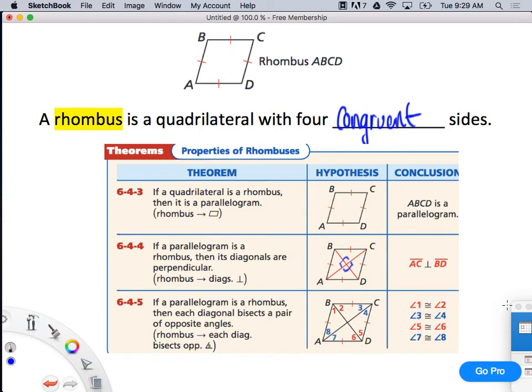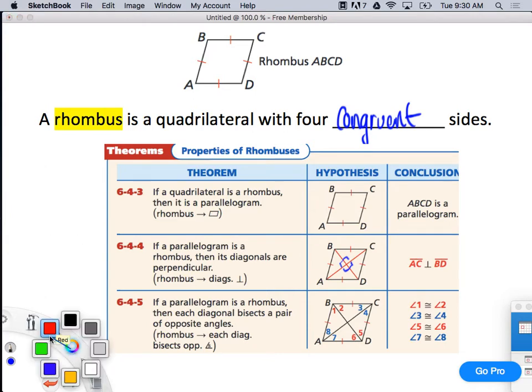Next, Randy, why don't you read that one for us? "6-4-5. If a parallelogram is a rhombus, then each diagonal bisects a pair of opposite angles." Okay, good. The diagonals are what type of bisectors? Angle bisectors. The diagonals bisect the angles. What does a bisector do to an angle? Cuts it in half. It bisects it. Very good. So what does that mean?